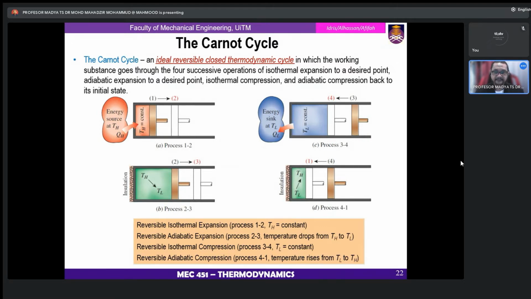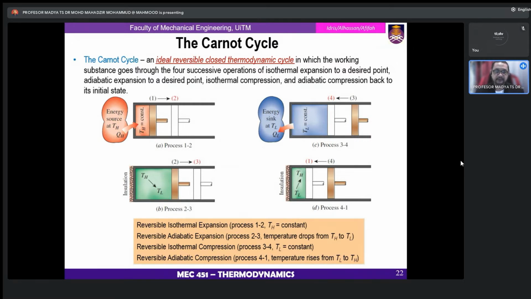So as you see in these figures, you see four pictures of a cylinder and piston. The first one, A, is process 1 to 2, where it is a reversible isothermal expansion. At these conditions, the high temperature is constant.